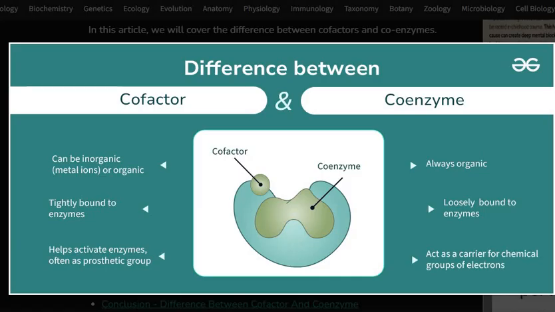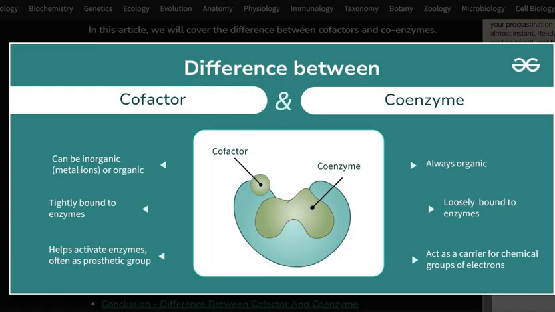Some enzymes cannot function unless they attach to a specific non-protein molecule known as a cofactor. So a cofactor is anything that attaches itself to an enzyme. Now, we have two types of cofactors. We have the actual cofactor, and we have what we call the coenzyme. The cofactor can be inorganic, tightly bound to the enzymes, and helps activate enzymes, often as a prosthetic group.